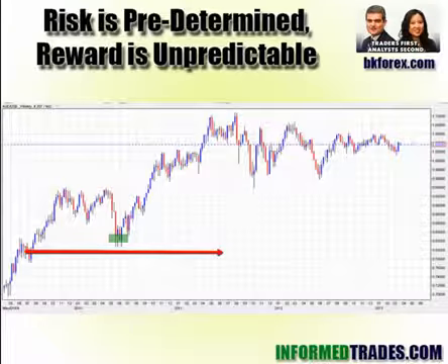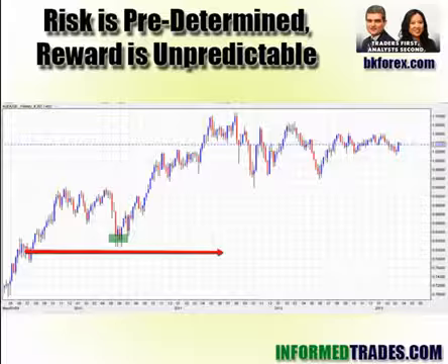The fifth rule: risk is predetermined, reward is unpredictable. This is something that's common with a lot of traders who focus on trends. In the case of bkforex.com, their approach, 2008 was a year where the market was really trending, and that's been their best year by far. That's common with many traders who employ trend following strategies. If they find that huge trend, they'll have huge returns, and other times the returns will be less, but it's those huge trends that they're playing for.